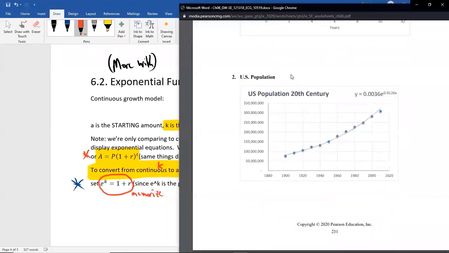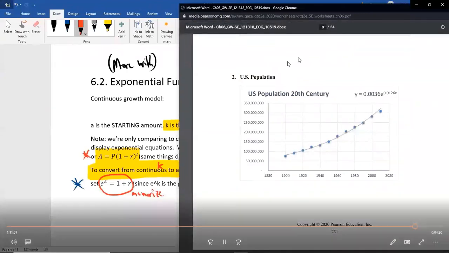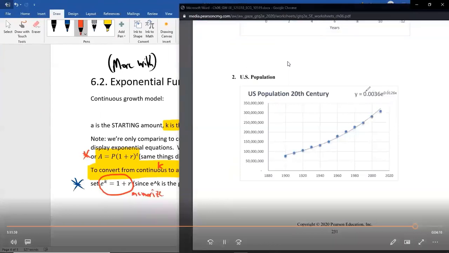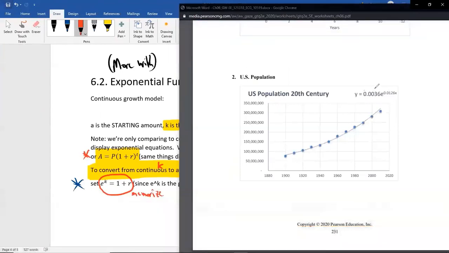All right, US population. So here, this one. Now the number in front is the starting population. This is the starting amount. Can you see why it really doesn't make sense a lot of times to use this type of model? We started with 0.0036 of a person. What? That's just weird, but we don't need it for this problem, so just ignore it. What we really need is the K, which is the exponent number.